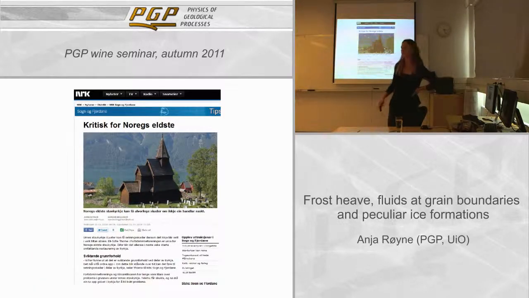So it also can affect buildings. So here's the oldest state church in Norway, which is in danger because the soils under it are moving. So it's both frost heave during the winter, where some parts of the surface get lifted up and shift the building, and also you have the problem that when it melts, the soil kind of rearranges and you get things sinking in.